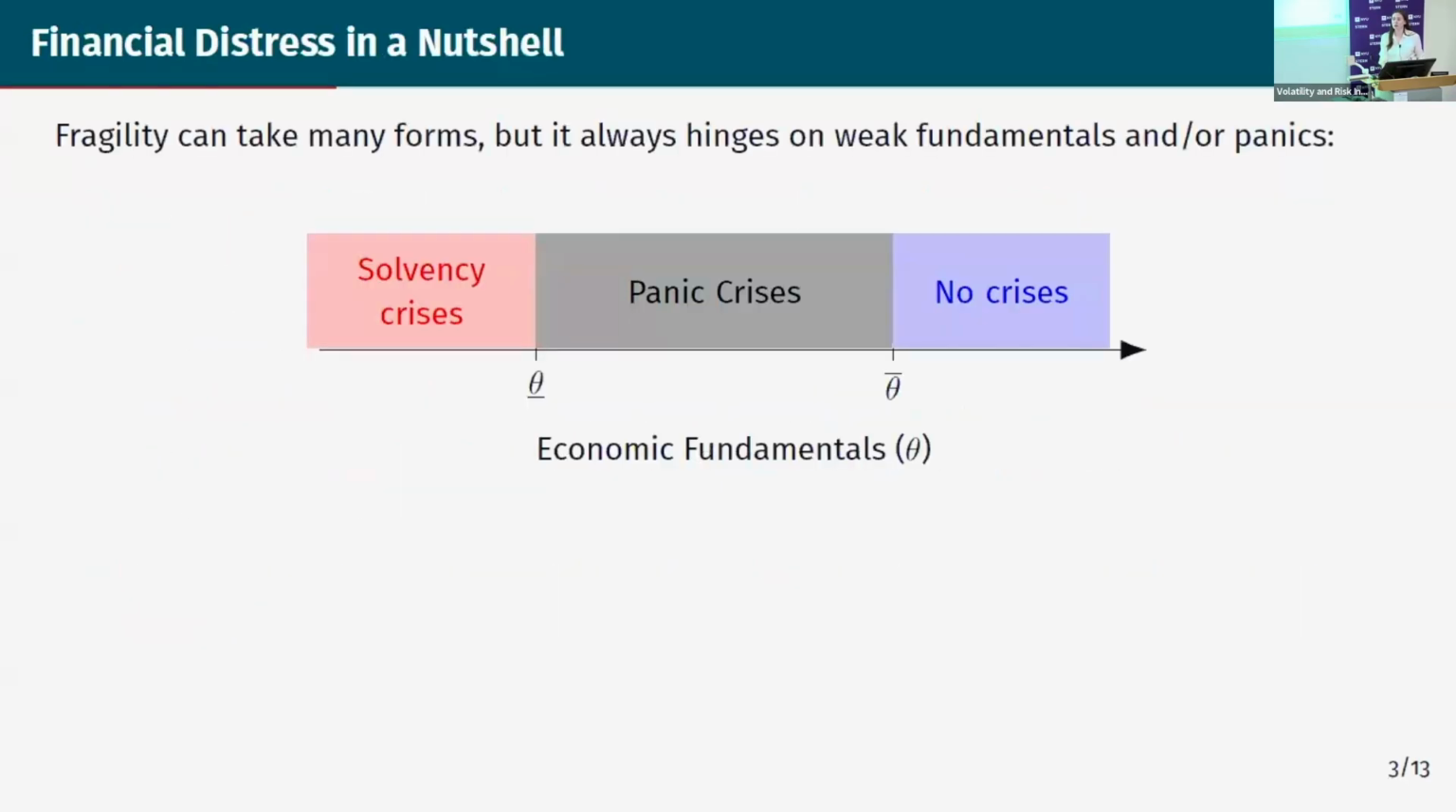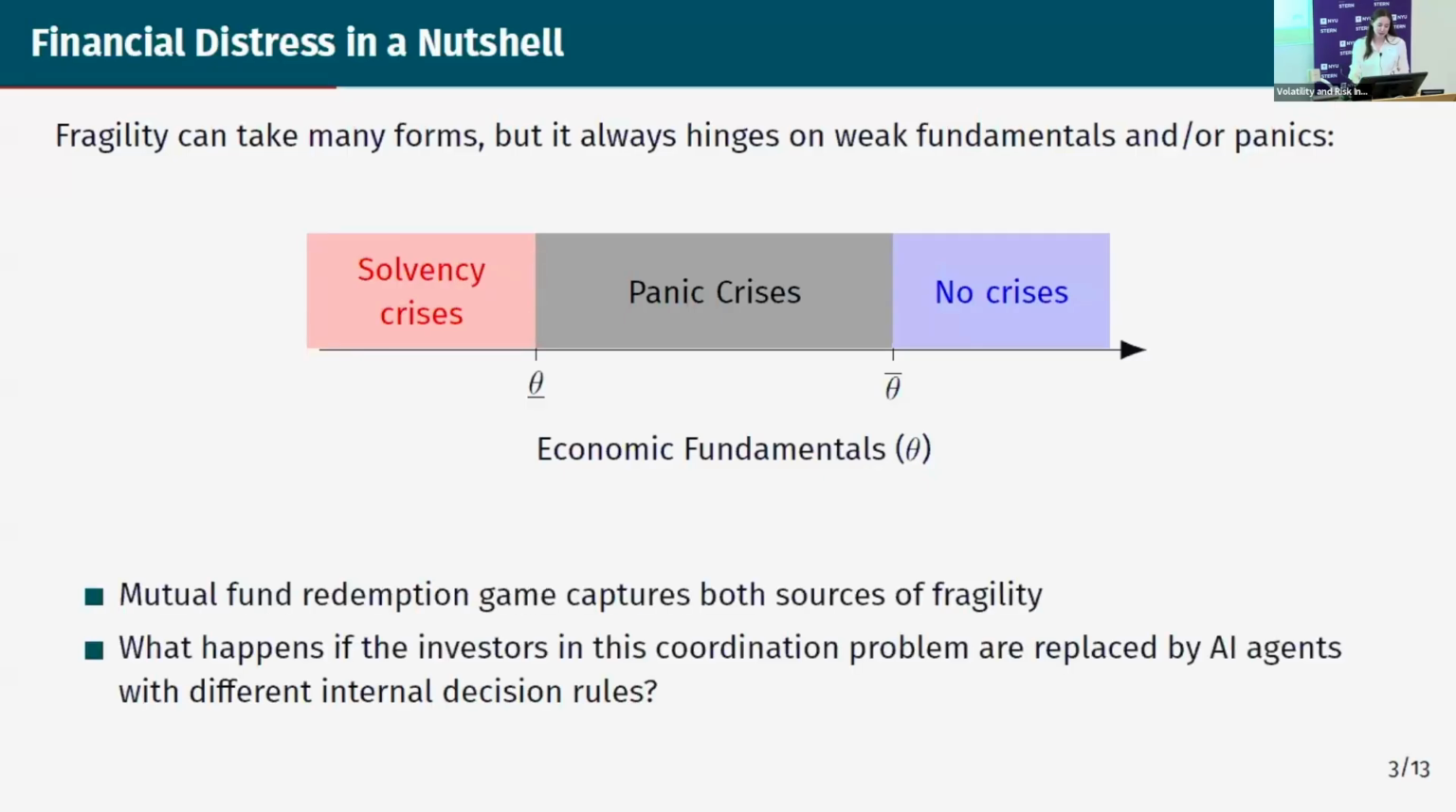So what is the problem exactly? Well, financial fragility expresses itself in many different ways, but it always hinges on two things. One is weak fundamentals, and the second one is panics. On this graph, for example, you see that there is an area to the left where economic fundamentals are weak enough that you will get a crisis, a solvency crisis. And the area on the right is where economic fundamentals are strong enough and no crisis occurs. And then there's a gray area in the middle where outcomes depend on expectations, right? That's the interesting part.